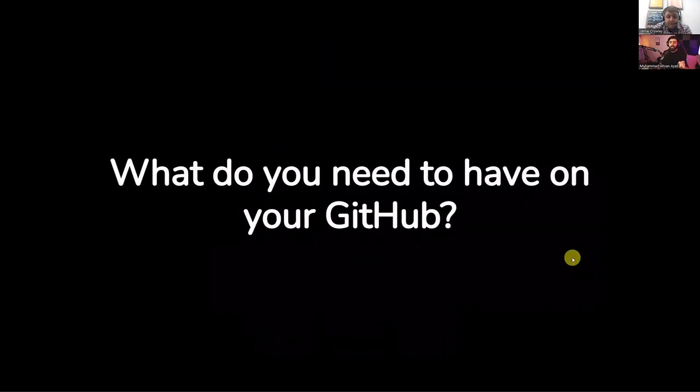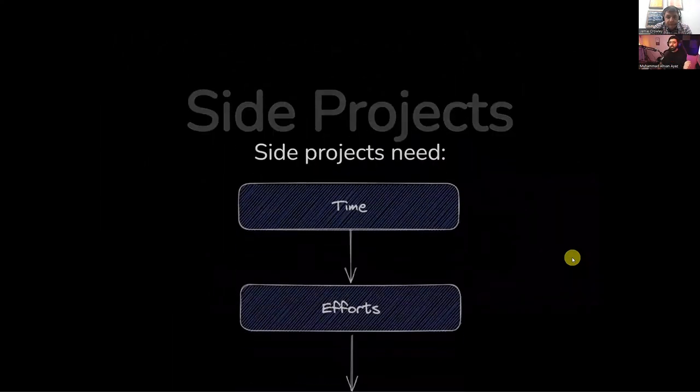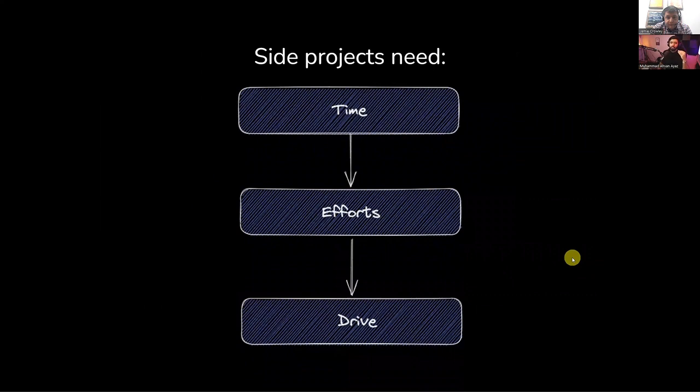So what do you need to have on your GitHub? You can have side projects. And the reality is that side projects need time, they need effort, and they need drive. And then you have to keep yourself motivated about this. All these efforts are the same as if you want to go to the gym to lose weight or to be more fit. And then you have to have your motivation. There's nobody who can really come and motivate you to get out of bed and then go to the gym. You have to put efforts into that. Same goes for all these efforts that I'm talking about.